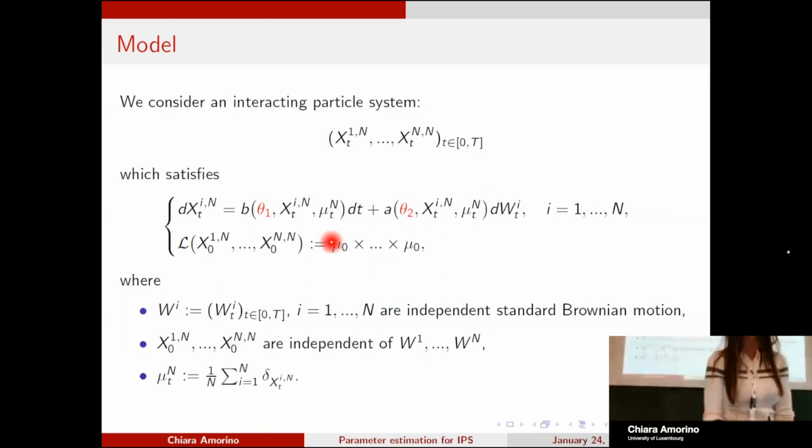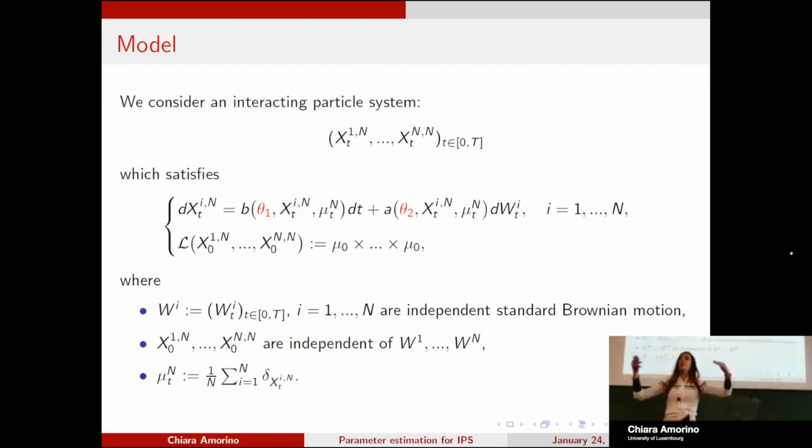Then what? Well, the point is that there is some interaction among the particles. And this is modelized by the fact that in each equation, the coefficients depend on the parameter that we want to estimate, depend on the particle itself, and also depend on this μ_t^N, which is the empirical measure as said here. Another thing which is important to say is the fact that we start from some Brownian motions, which are independent among them, but then the particles are not. Why that? Because of this empirical measure I was talking about before.